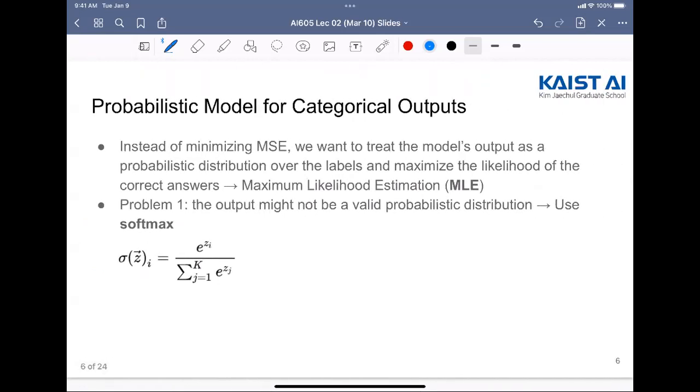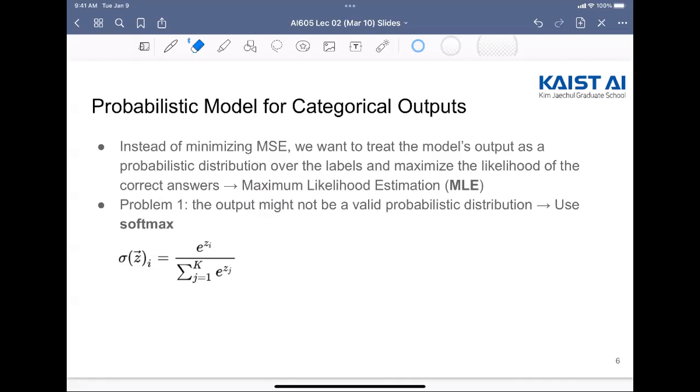But then the point is that instead of using the mean square error for the categorical outputs, empirically, what we see is that it's much better to formulate this as a probability distribution and then try to maximize the label's probability. That's what people call maximum likelihood estimation. Hopefully this is also familiar to most people here. I think it's more of a prerequisite, but let's do a review.